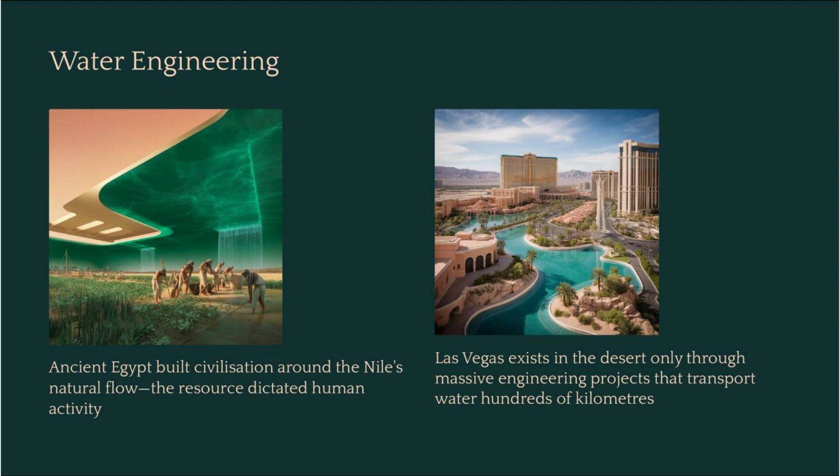But then you have a place like Las Vegas. This is the opposite. It's a massive city built in the middle of a bone-dry desert. This is only possible because of massive 20th century human engineering that pulls water from hundreds of miles away. In both cases, the availability or lack of water was the primary factor influencing human action.